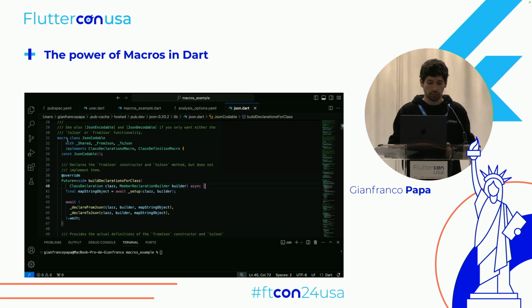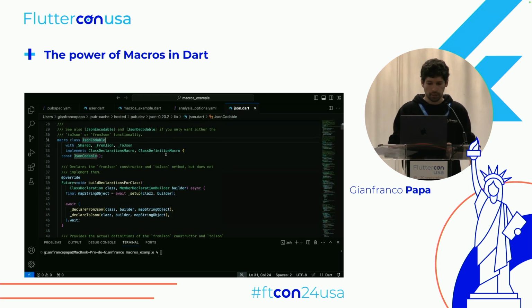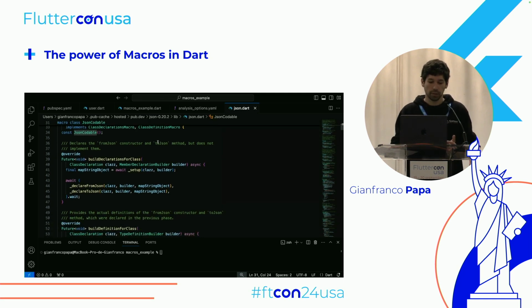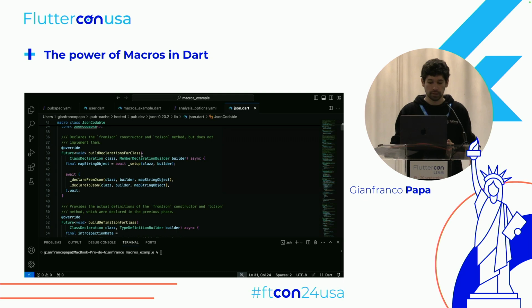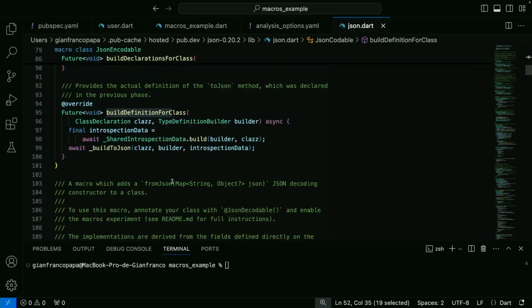There's a new keyword called macro, where you will be able to define your macro. Then you will have to implement some interfaces such as class declaration macro or class definition macro. This depends on where the macro is going to operate, because it's not limited to classes. In this example we're using a user class, but it could be used, for example, for a function. There are two main methods: build declaration for class and build definition for class. Inside those methods, we actually implement what we want to build.